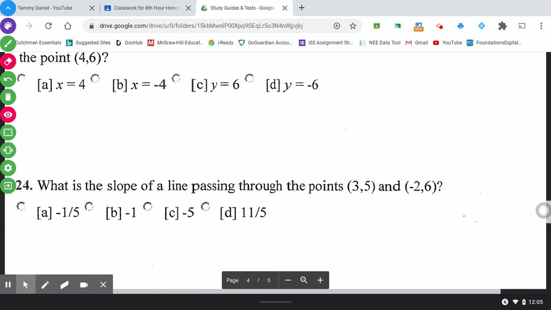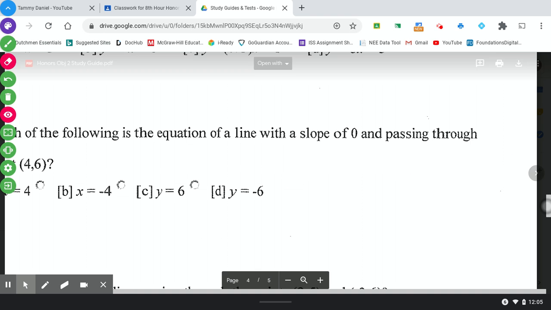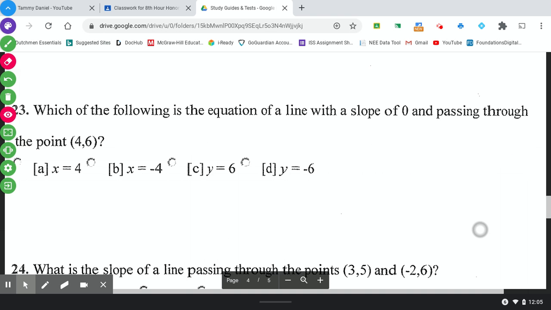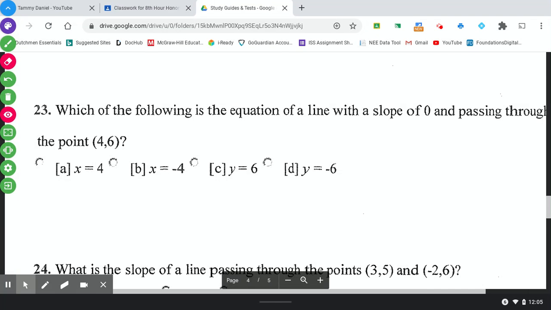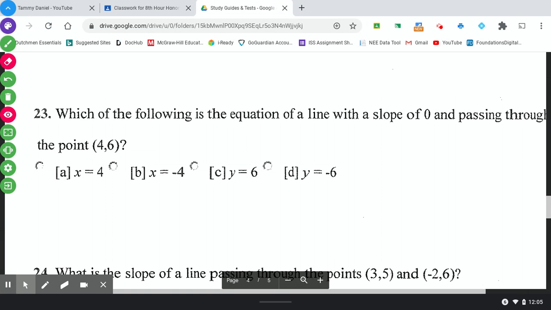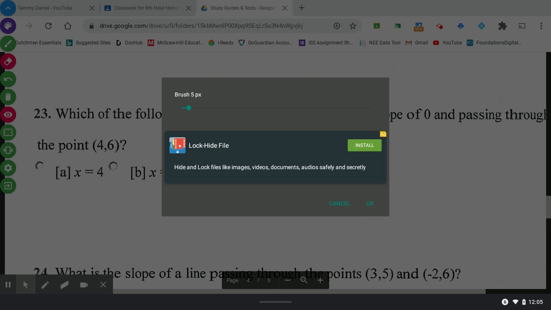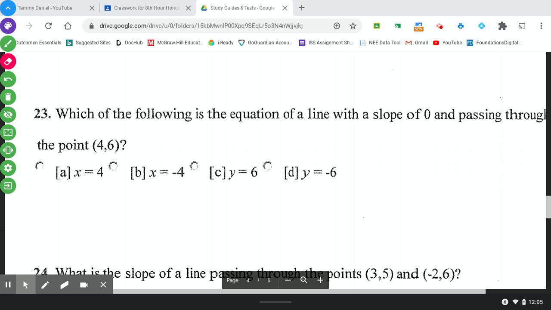23. Which of these equations is the line with a slope of 0 passing through this point? So if we know m is 0, we just need to find b, right? Well, if our b is the y-intercept, we know that it's going to go through this y point, right? So it's going to be y equals mx plus b.